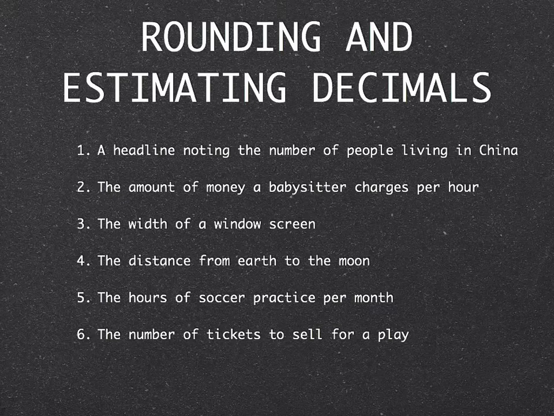Okay, today's lesson is going to be on rounding and estimating decimals. So let's take a peek at numbers 1 through 6. These are scenarios, and I would like for you to tell me if you would use rounding or an estimation or the exact number. So on your paper, number 1 through 6. Then next to each number, tell me, would you use rounding or estimation for the scenario they provide?